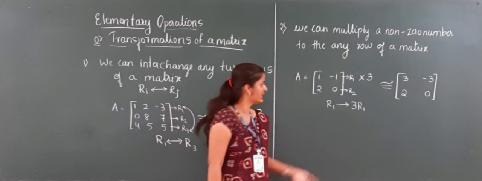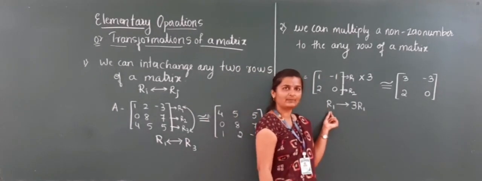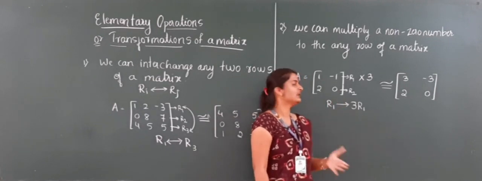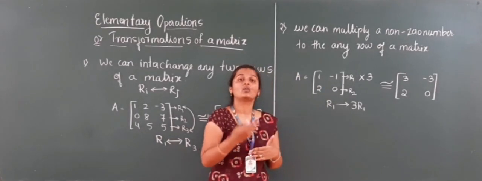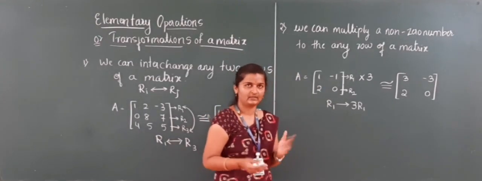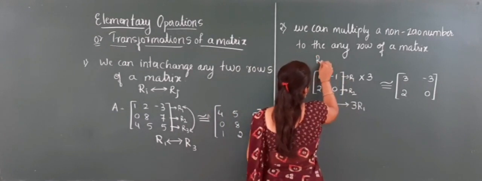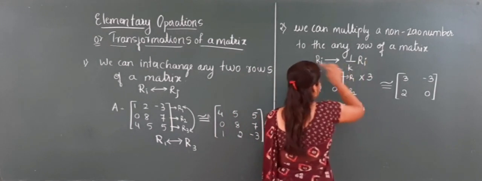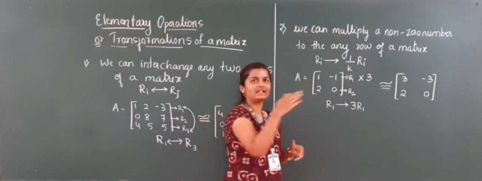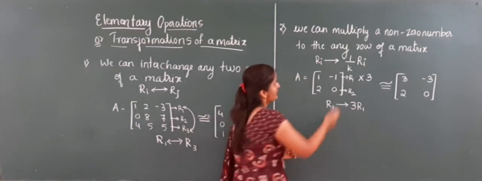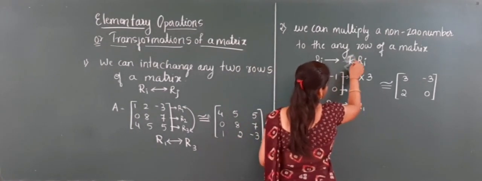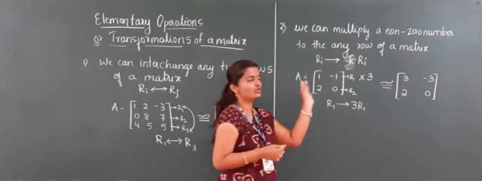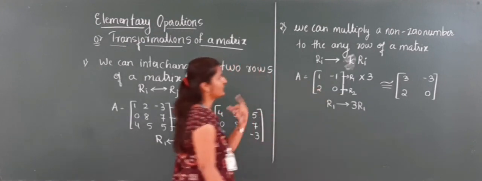Second elementary operation is that any row can be multiplied by any non-zero element. So R1 changes to 3R1. Similarly you can write R2 changes to 2R2, 1 by 2 R2, minus 3R2, like this. In general I can write Ri changes to 1 by k Ri only. So Ri has to change as Ri only, but after multiplying by a number. Sorry, 1 by k or k. You can multiply k or 1 by k, but it should not be zero. Okay, these are the two elementary operations.